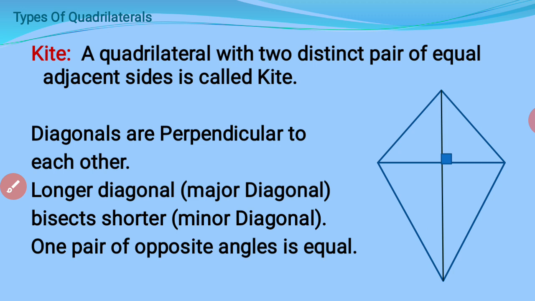One pair of opposite angles is equal. So here we will see that this angle and this angle are equal in measure, whereas the other two are not at all equal. So in a kite, there is only one pair of opposite angles that are equal in measure.